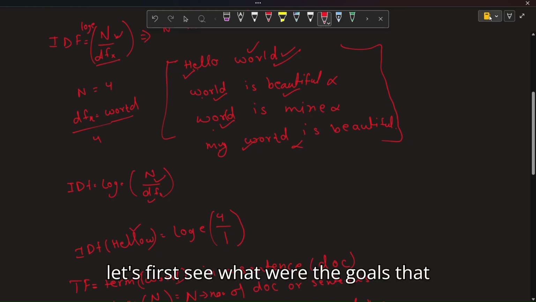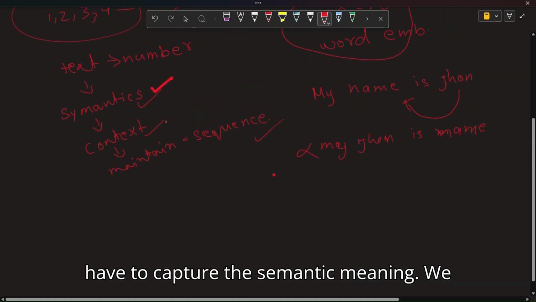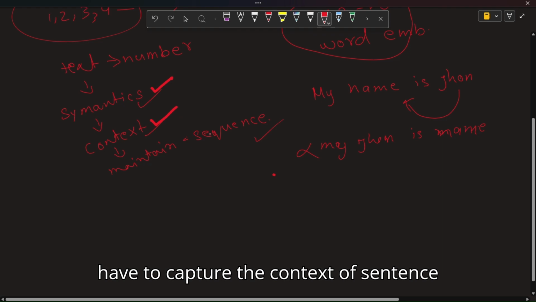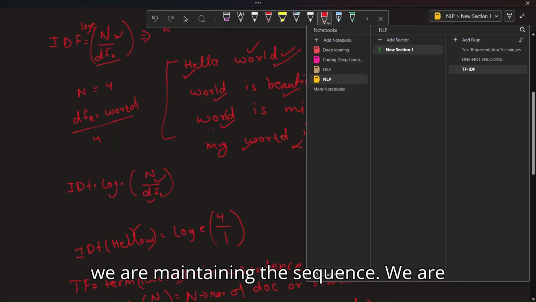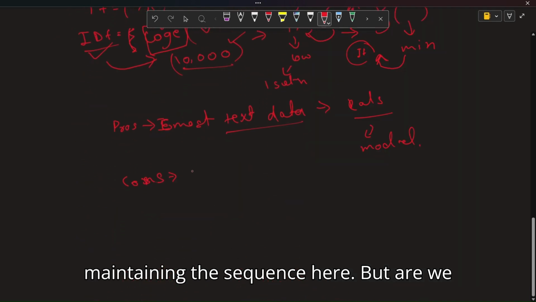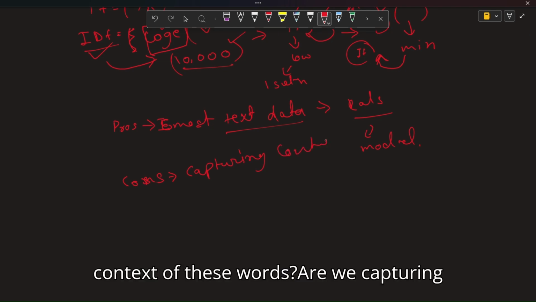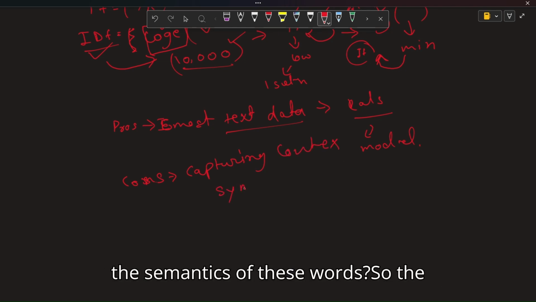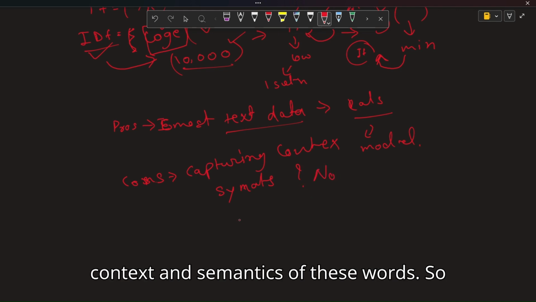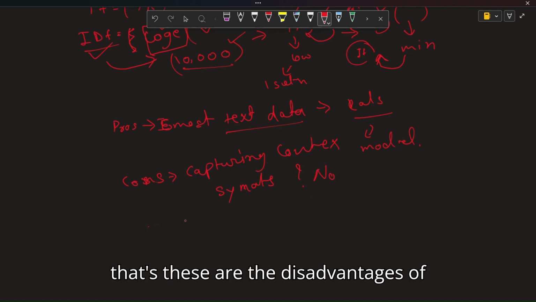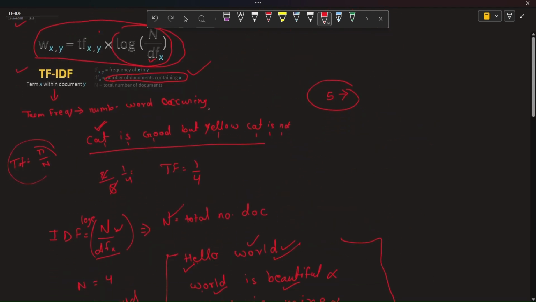Let's first see what goals we have discussed. The goals are that we have to capture the semantic meaning, capture the context of the sentence, and maintain the sequence. So we are maintaining the sequence here, but are we capturing the context of these words? Are we capturing the semantics of these words? The answer is no. We are not capturing the context and semantics of these words. So these are the disadvantages of the term frequency and inverse document frequency text representation.